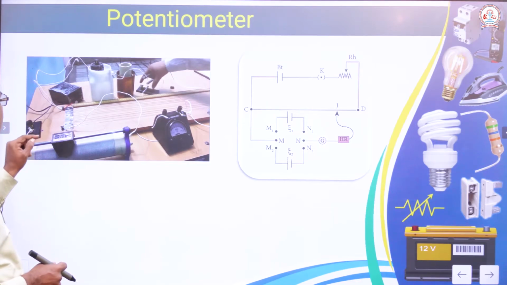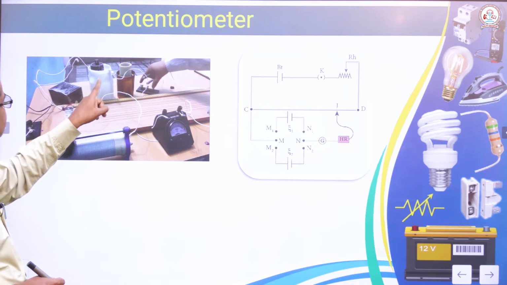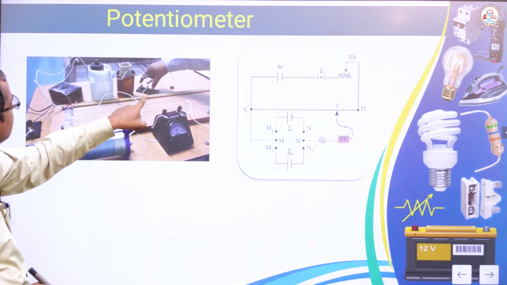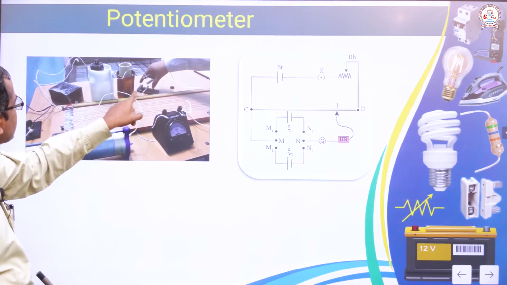This is the key, the switch. This is the battery eliminator. Leclanché cell, Daniell cell. This is also a key, used to change the direction.